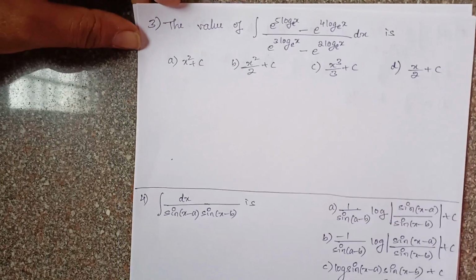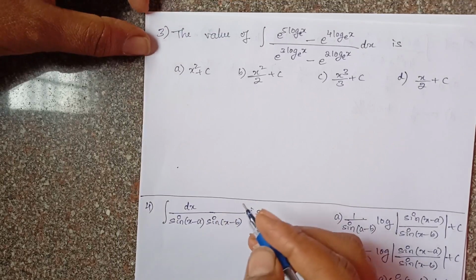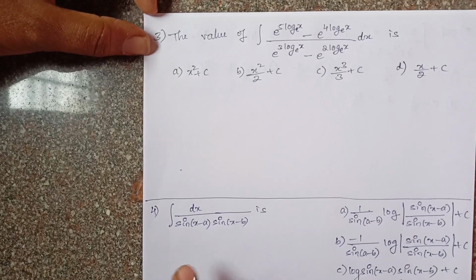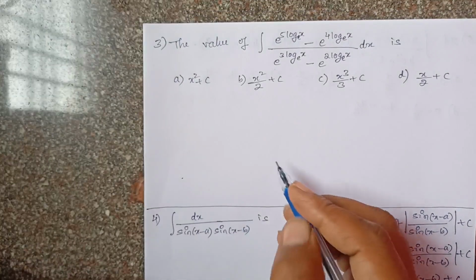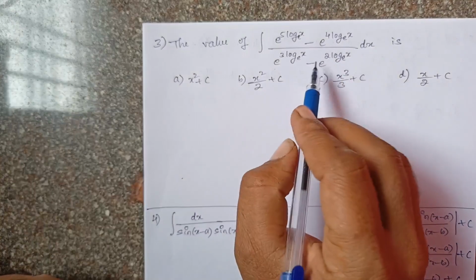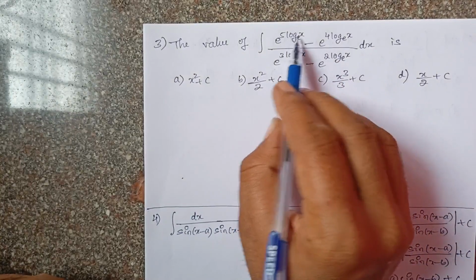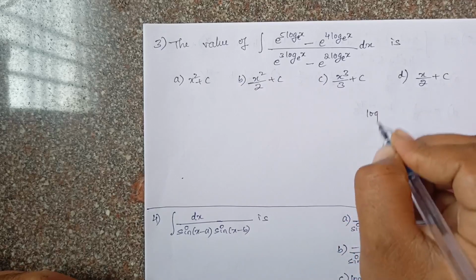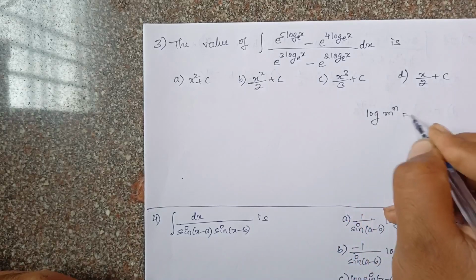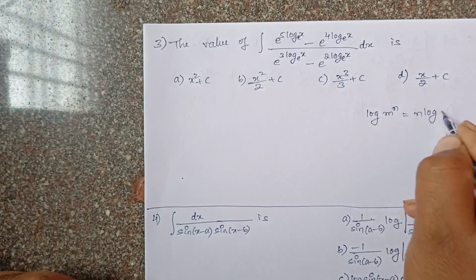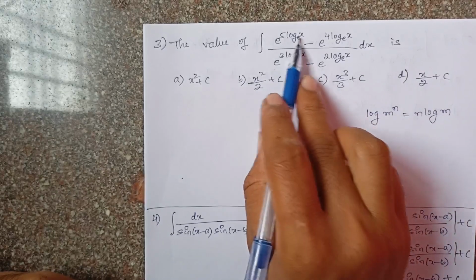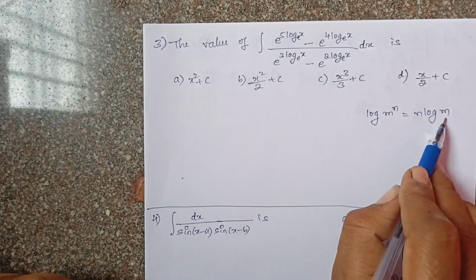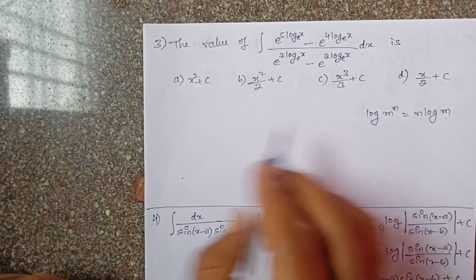Now let us answer question number 3. Third question. Here 4 terms are there. These exponents you observe, those are in the form n into log m. Suppose we have the formula log of m raised to n is equal to n into log m. See, all these exponents are in the form n into log m. I will write it as log of m raised to n.